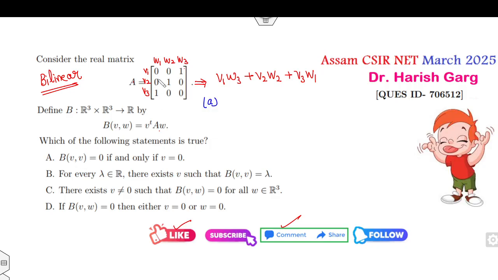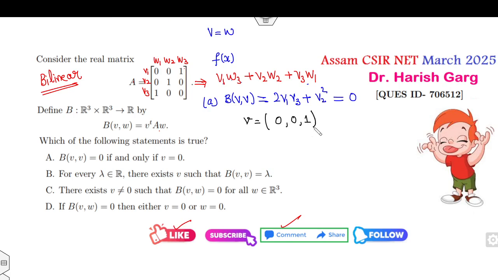B of (v, v), both are the same, that means W is equal to V. So this function, I call it f(v), or you can say B(v, v), it will be twice V1 V3 plus V2 squared. If this is 0, can you say V is 0? No. Why? Because I can choose V2 as 0, V1 as 0 and V3 as 1, and you can substitute here, it will be 0, but V is non-zero.